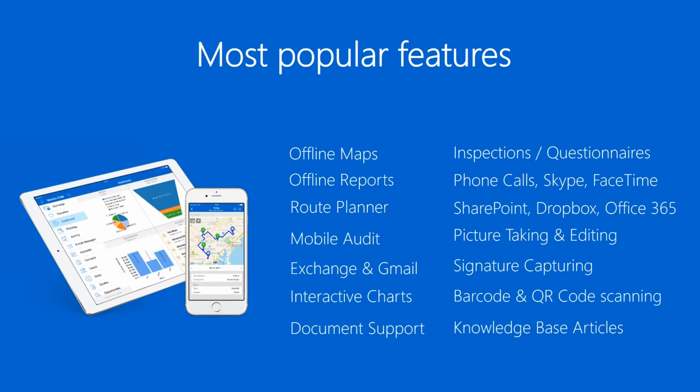The most popular features are, I would say, the fourth main area or main reason why customers go with Resco. And you can see some of the most important ones, especially the offline maps, the mobile reports, route planner, signature capturing, integration with SharePoint, Dropbox, Google Drive, Exchange or Gmail. So all of these features actually make your life, or the life of sales personnel, much simpler.